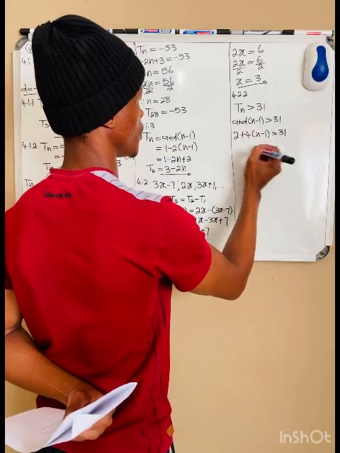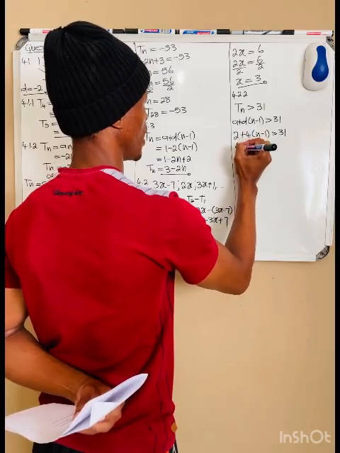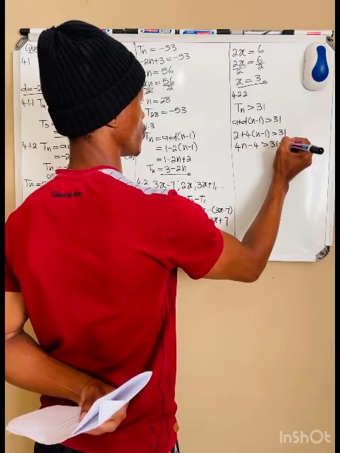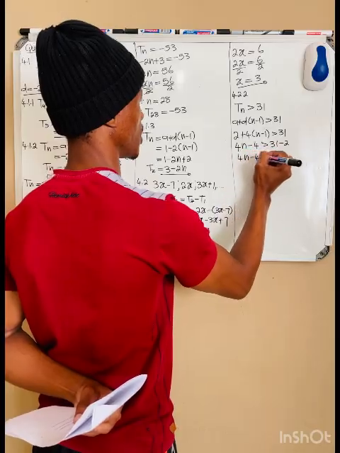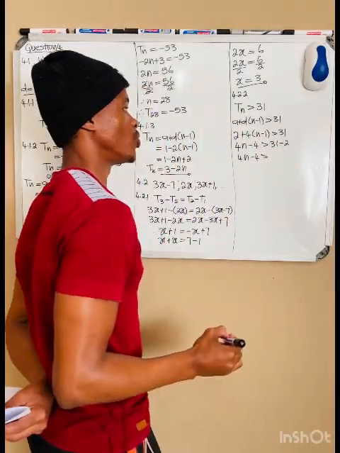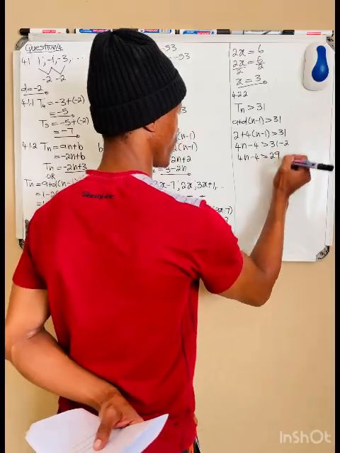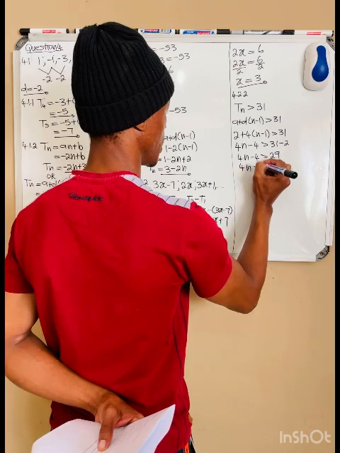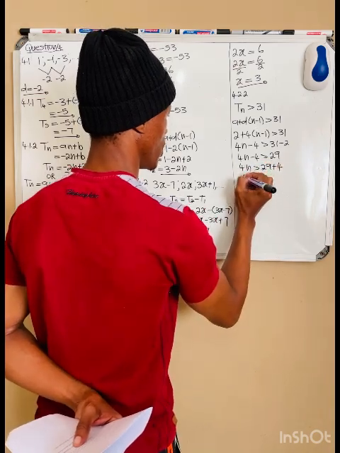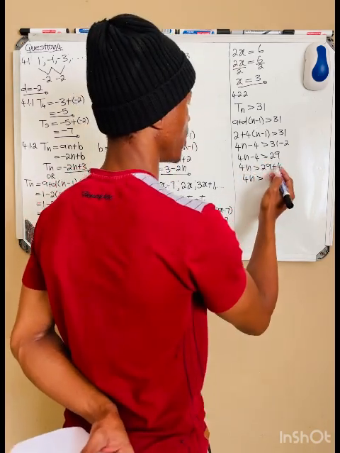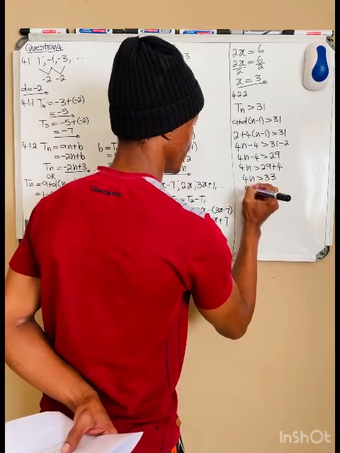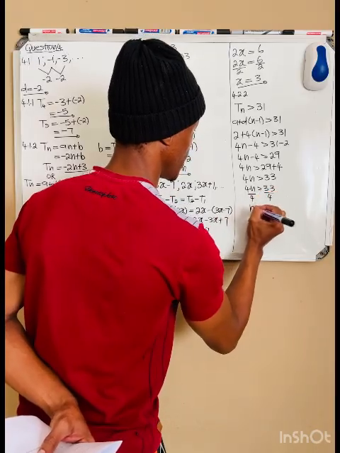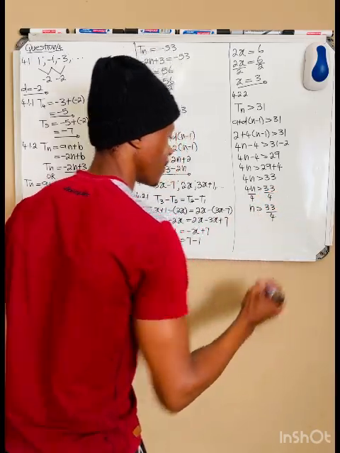Then we'll have what? You take this to the other side, we'll have 4n minus 4 is greater than 31 minus 2, which is 29. Then we'll have 4n greater than 29 plus 4. We'll have 4n being greater than 29 plus 4, that's 33. Then we'll have 4n greater than 33. You divide by 4, divide by 4. Then n is greater than 33 all over 4.